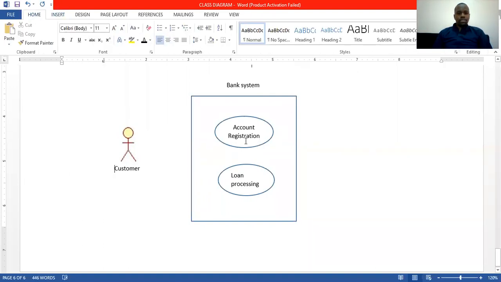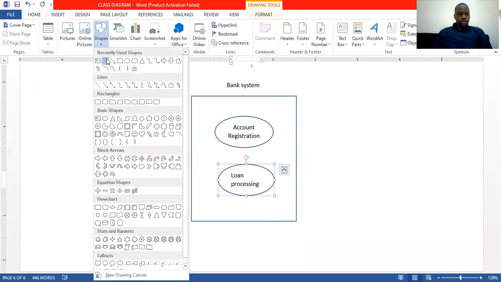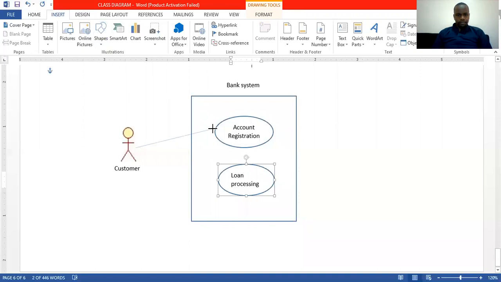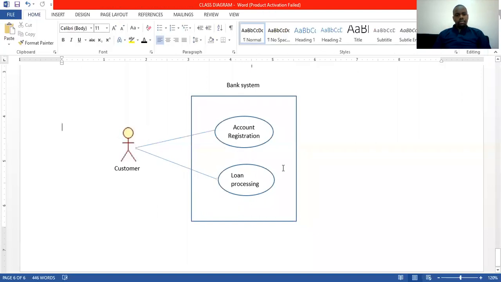So the customer interacts with which ones? This one and this one. The customer interacts with both, basically. So you have to show that using a line, a link. Show that, and then you show that the customer interacts with both of these entities of the system.